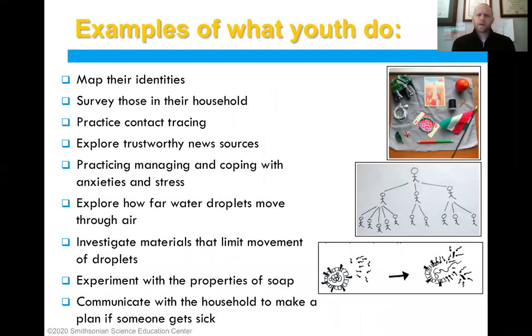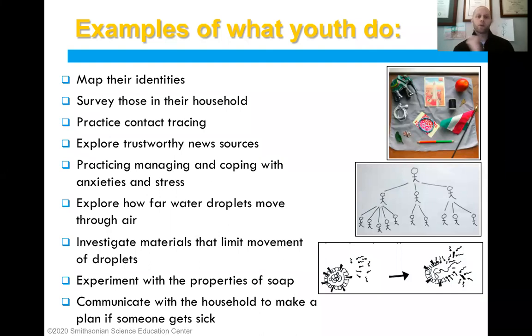And again, here's just a highlight of some of the examples of what youth do. We're having them map their identities. We're having them survey people in their own home, and I think that's a really important piece. That's an ethnographic survey. Practice contact tracing, explore trustworthy news sources, and practice managing and coping with anxiety and stress. Like I said, it doesn't just impact your body, it's impacting your mind.